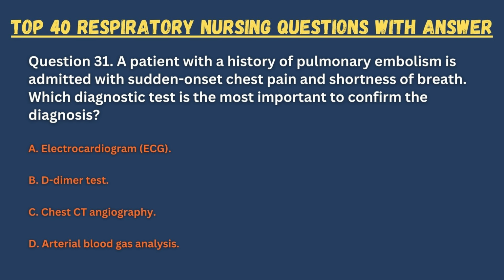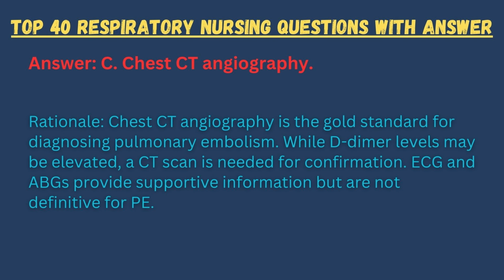Question 31. A patient with a history of pulmonary embolism is admitted with sudden onset chest pain and shortness of breath. Which diagnostic test is the most important to confirm the diagnosis? A. Electrocardiogram, ECG. B. D-dimer test. C. Chest CT angiography. D. Arterial blood gas analysis.